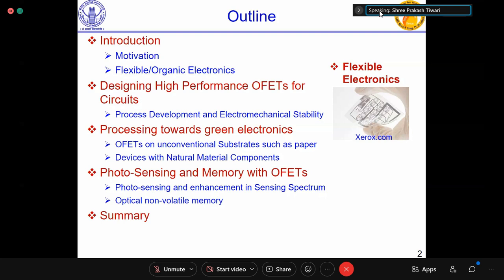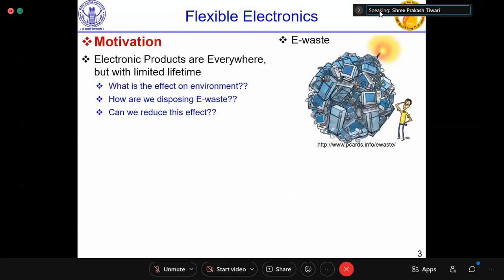One other aspect, these devices could also be helpful in sensing some parameters. So I'll discuss some off-the-track applications of this organic FET, and then I'll summarize. Okay. And in this picture, you see an example of a flexible electronic device demonstrated by a company called Xerox. So this is just for the sake of showing it.